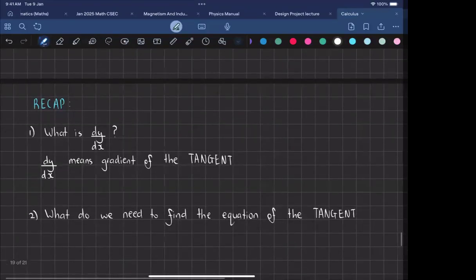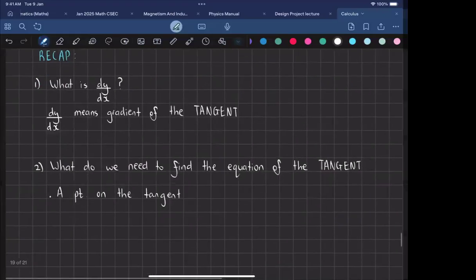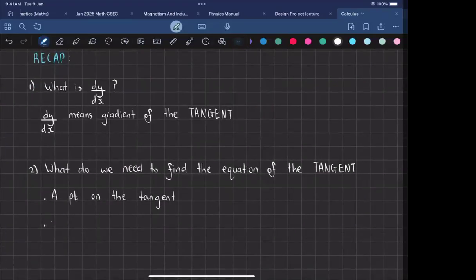Tell Malia, what do we need to find the equation of the tangent? You need the point on the tangent. Right? So we need a point on the tangent. You need to find the gradient of the tangent. Right?